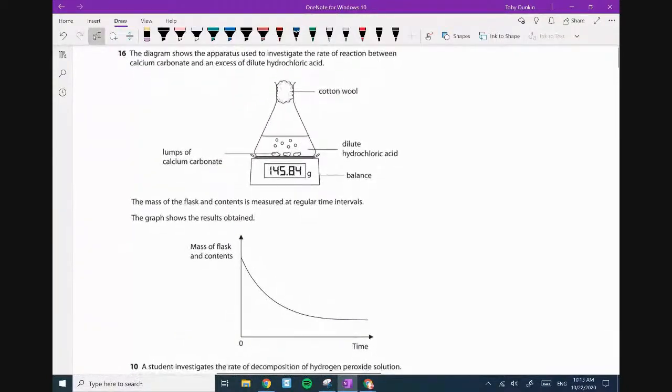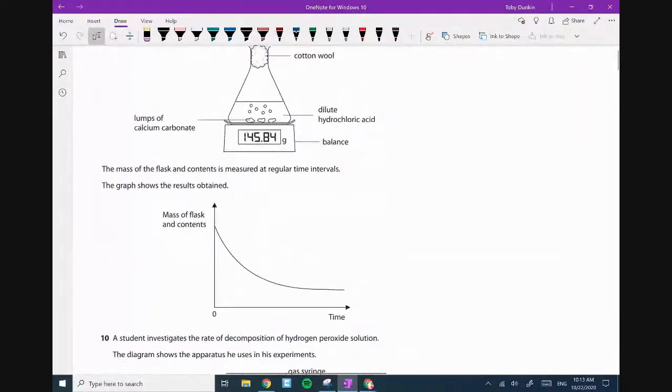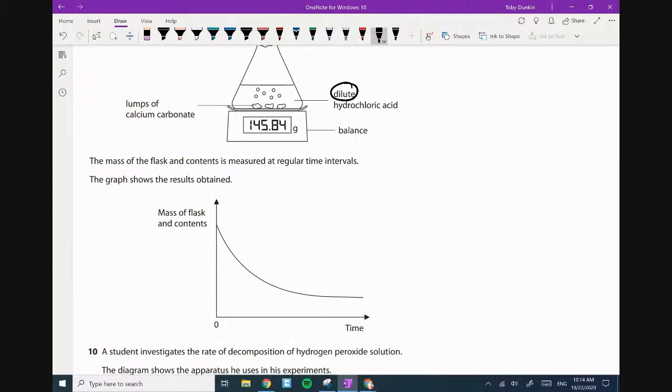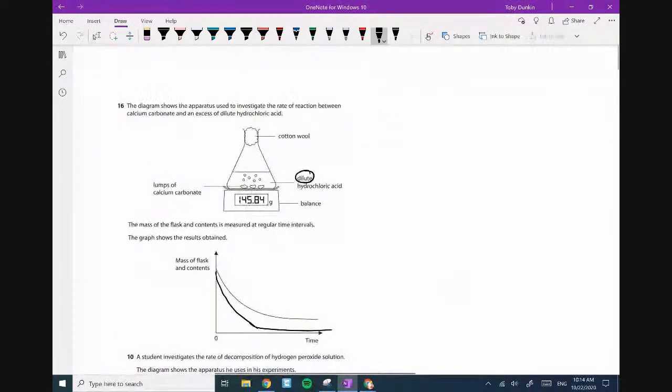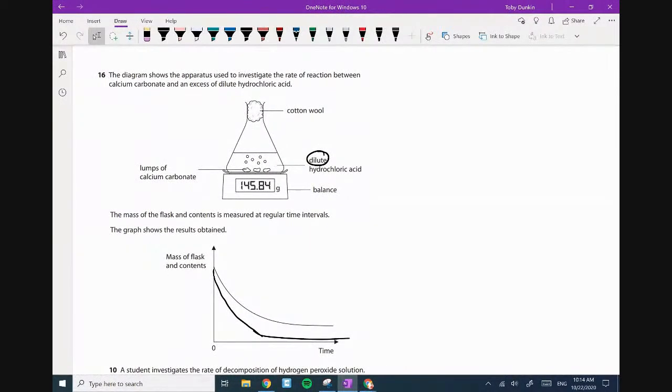Just to quickly do a few. So, okay, what would happen to the graph if I increase the concentration of acid? The mass is going to decrease more quickly. Yeah, and I might actually get more CO2 given off as well, depending on which one's in excess. Does it say? Excess of hydrochloric acid.